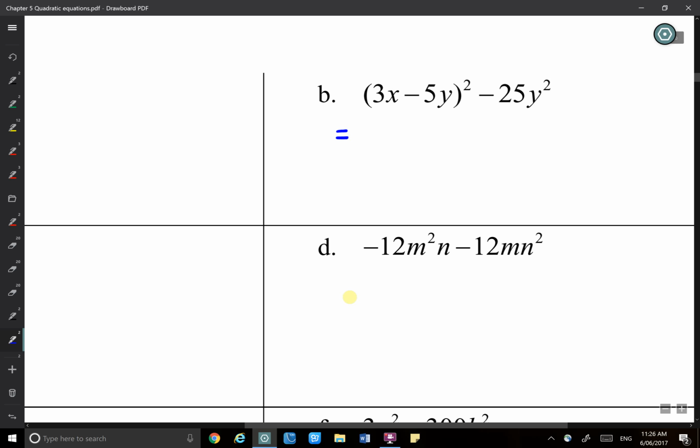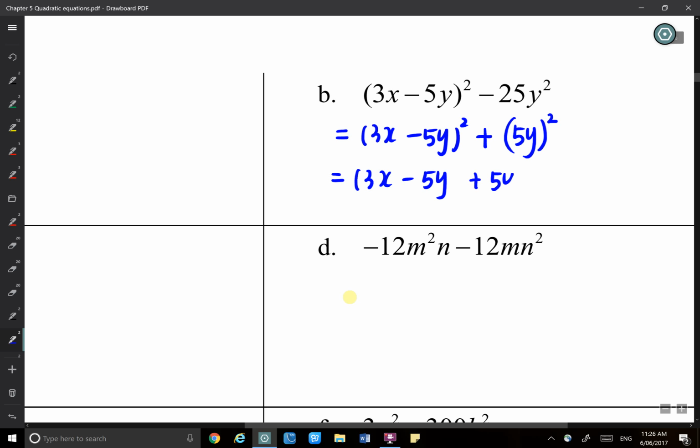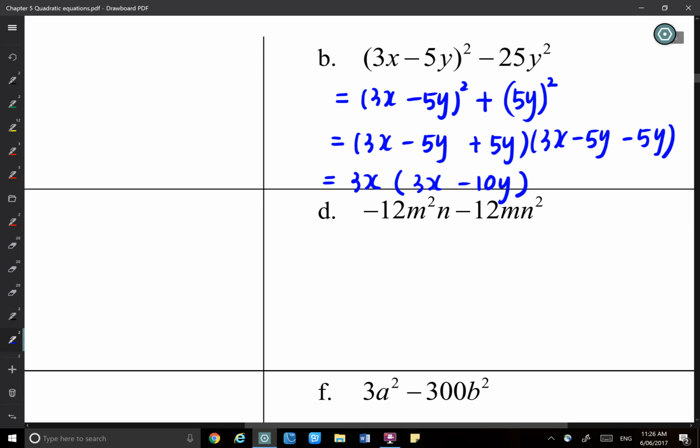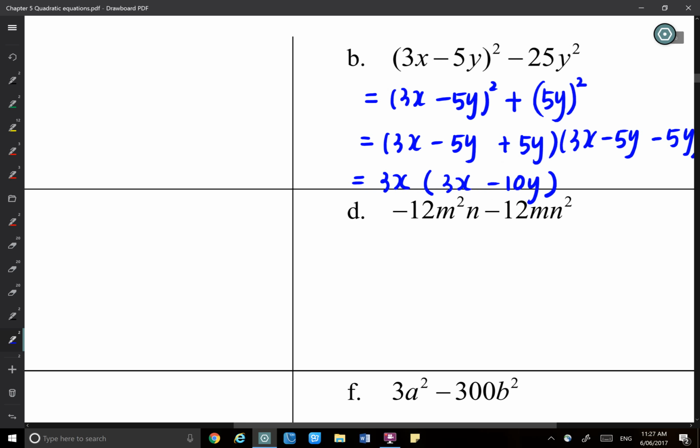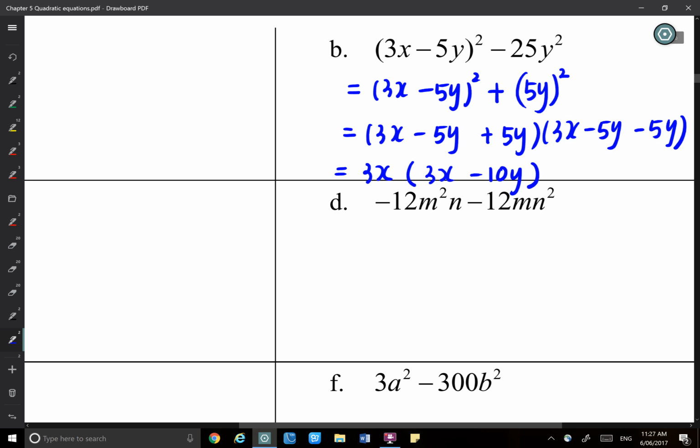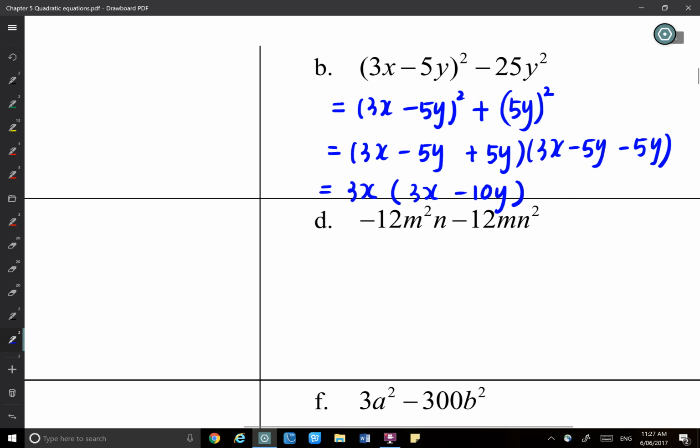So what I will have is 3x squared minus 5y squared. The whole b needs to be squared. So it's 3x minus 5y plus 5y, and 3x minus 5y minus 5y. That gives me 3x by itself and then 3x minus 10y. So 3x times 3x minus 10y. Or similarly, you can expand and you have similar answers.